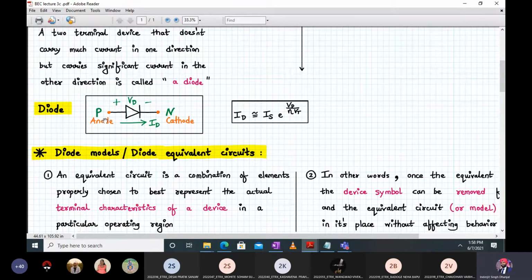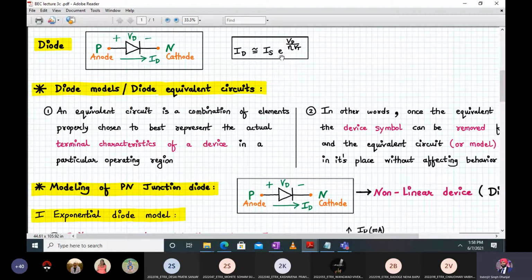A diode has two terminals, an anode and a cathode. We have a diode voltage and a diode current, and ID is approximately Is times e raised to Vd upon eta Vt. So what is this diode model? A diode model or equivalent circuit is a combination of elements properly chosen to best represent the actual terminal characteristics of the device in a particular operating region.